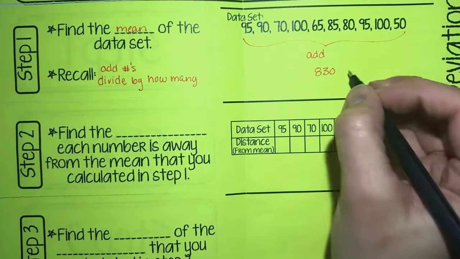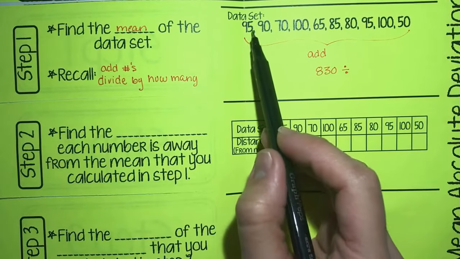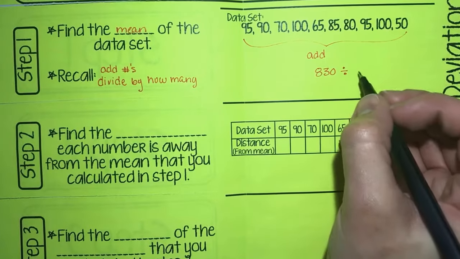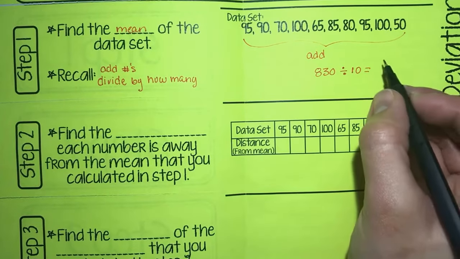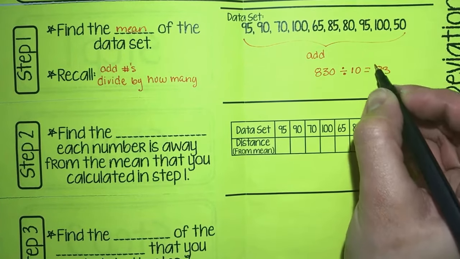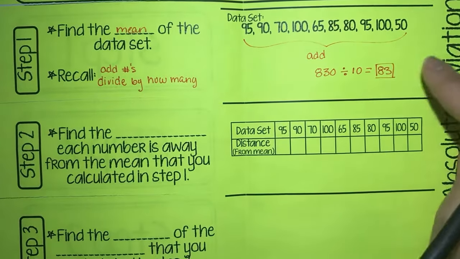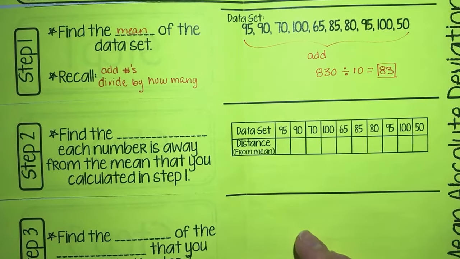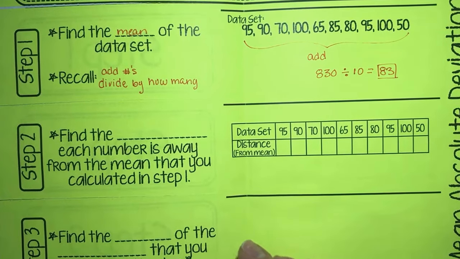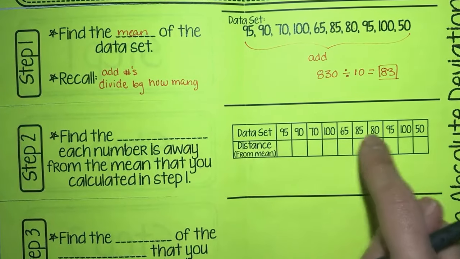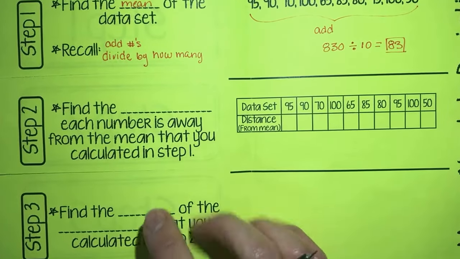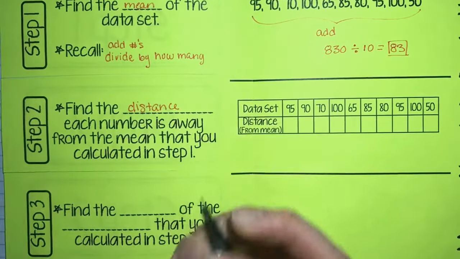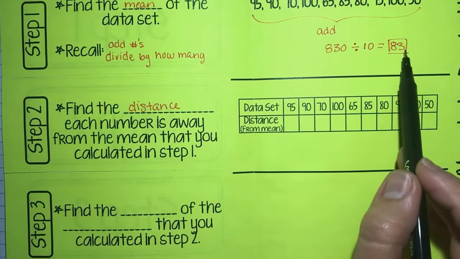Now the next step is to divide by how many we added. So I had 1, 2, 3, 4, 5, 6, 7, 8, 9, 10. You had 10. So when you divide by 10, it is 83. So this is what you guys did last year. You find the average of a data set. So we're going to take it a step further. And remember on our definition, we said that it was the mean of the distances. So we now need to find the distances. So you're going to find the distance each number is away from this number that you calculated.